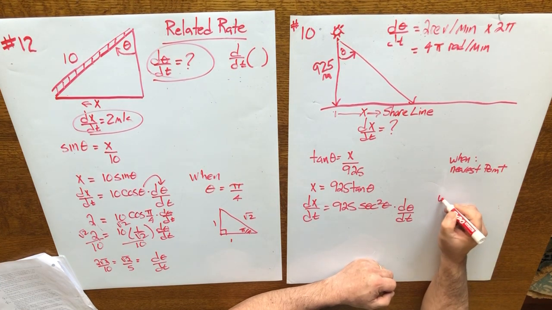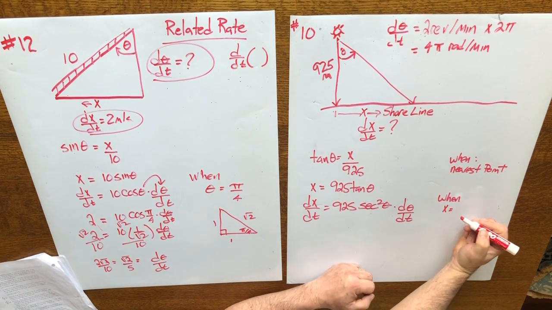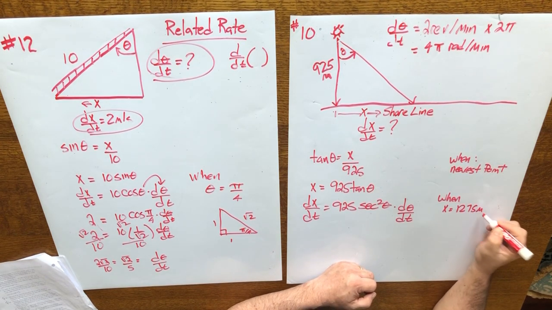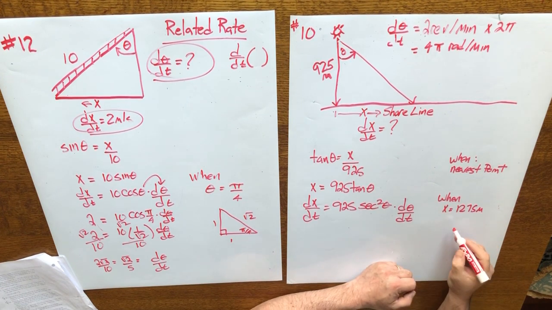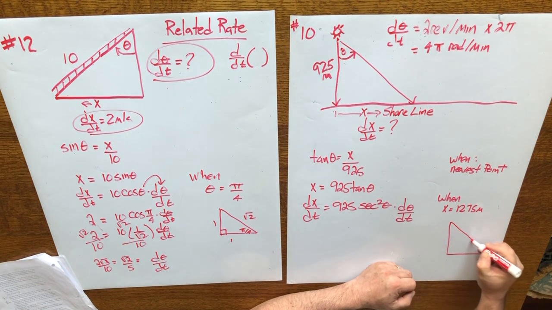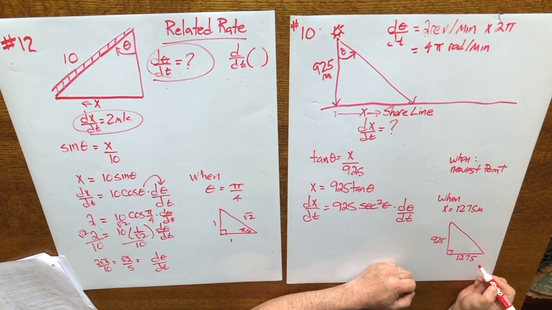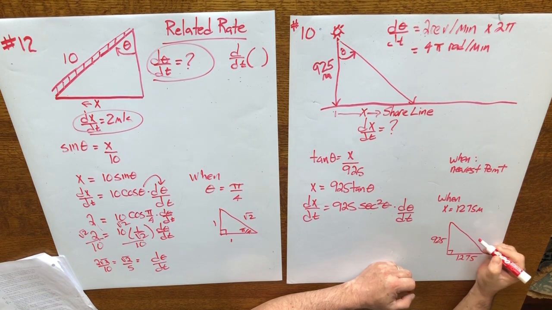And the second when is when x is equal to 1275. So let's try this one right here. We can set up our right angle triangle like this. 925 here, 1275 here, and we'll use Pythagorean theorem to find this value right here.